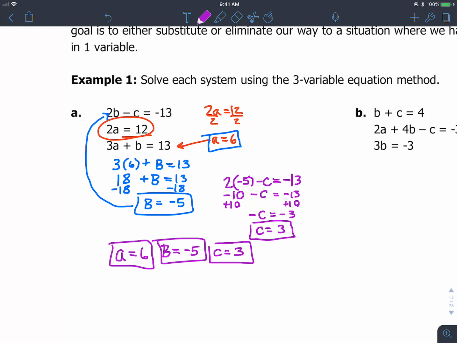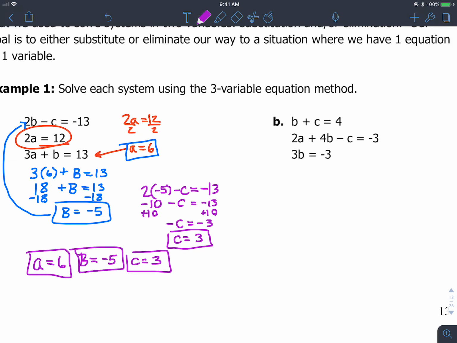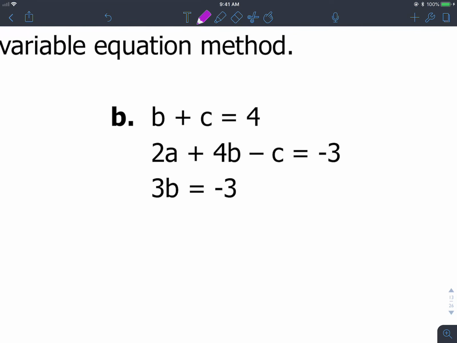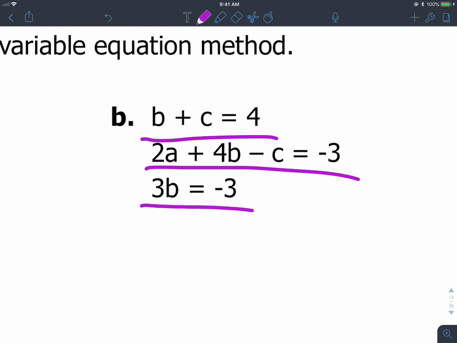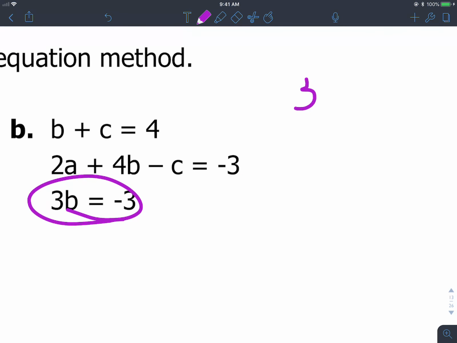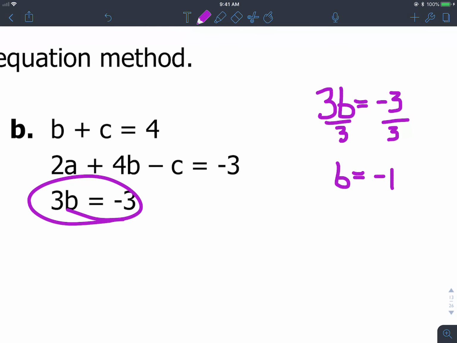And that's it there. So we're going to take a look at example B right here. Same idea. You want to figure out which of these you could solve for. What equation has only one variable here? So this has got 2, this has got 3, and this has only got 1 right here. So we'll solve that one first. Most of you could probably solve that without even writing it out, but we'll go ahead and do that here for your notes. So that gets us b equals negative 1.